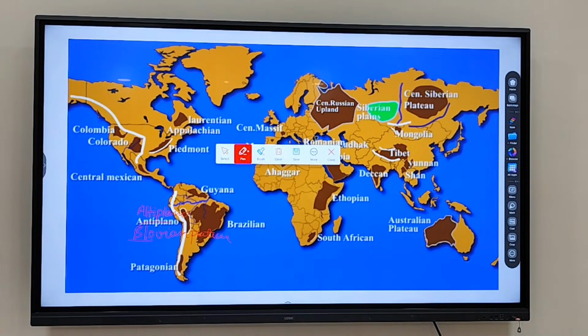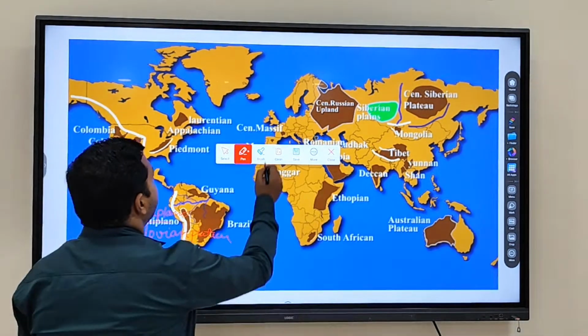It is an intermontane plateau, famous for tin reserve.